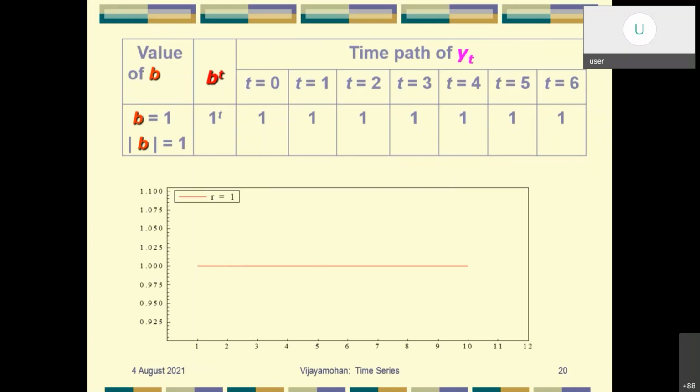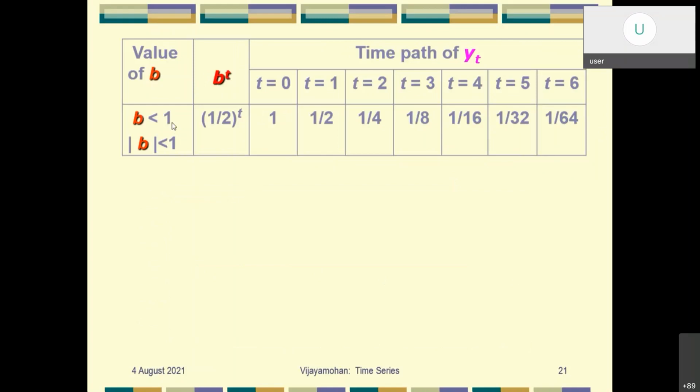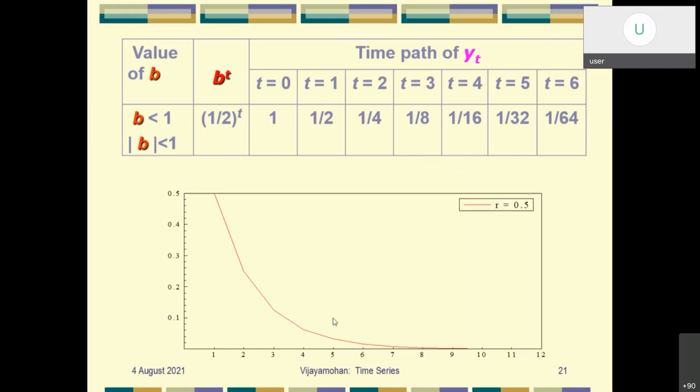Now we take b less than 1, that is 0.5. So our time path becomes initially 1, that is 0.5 raised to 0, then 0.5, then the square of 0.5, that is 0.25, and so on. Or in terms of fractions, 1 by 2, 1 by 4, 1 by 8, 1 by 16, 1 by 32, and so on. What is happening here? This is converging towards 0. So this is coming back to 0. So when the root b is less than 1, we have a case of convergence.